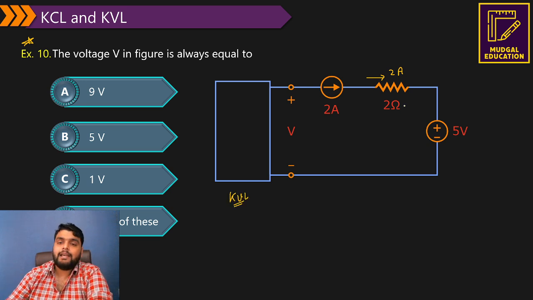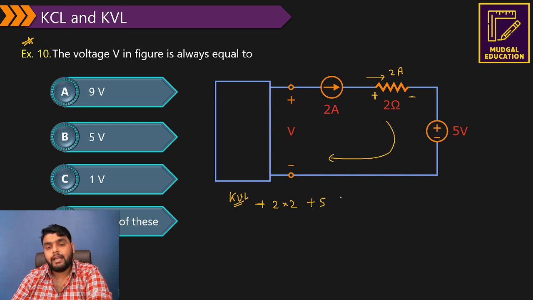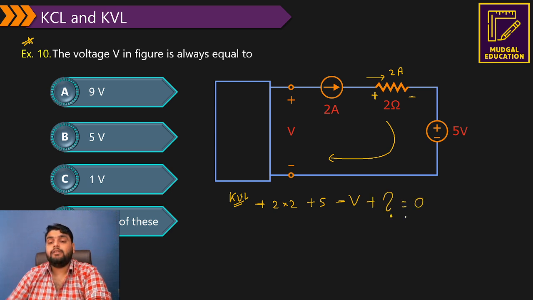Now when you are going to apply a KVL, I am starting from 2 ohm. The polarity is plus minus. So I can say it is plus 2 multiplied by 2. Then I have a 5 volt. Going further, I have a minus V. But the problem is now across a current source, I don't know the voltage across a current source.